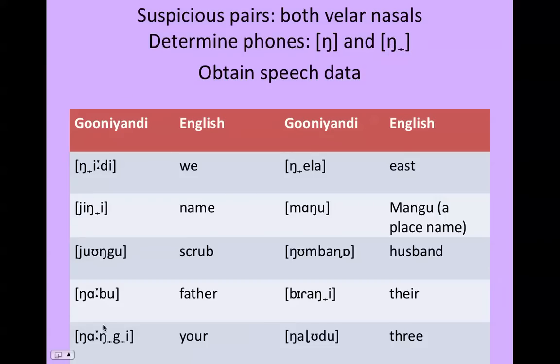And then here's our speech data with those phones in them. Here we have the advanced velar nasal, an advanced velar nasal, just a velar nasal, velar nasal, velar nasal, and an advanced velar nasal, advanced velar nasal, velar nasal, a velar nasal, advanced velar nasal, and a velar nasal.